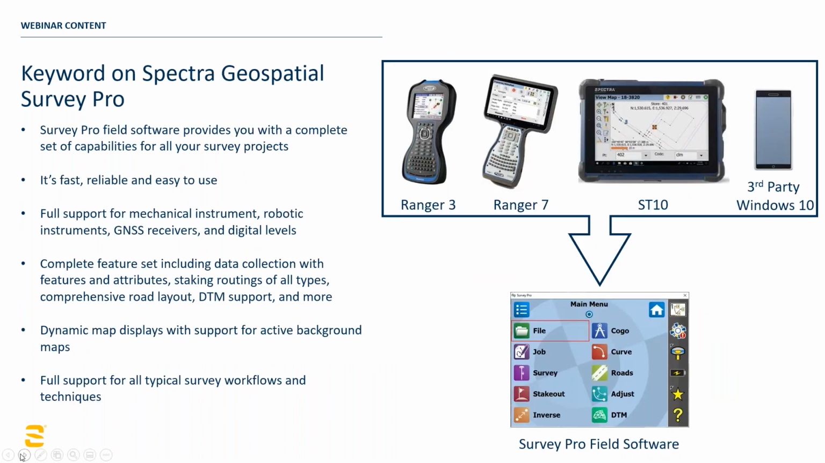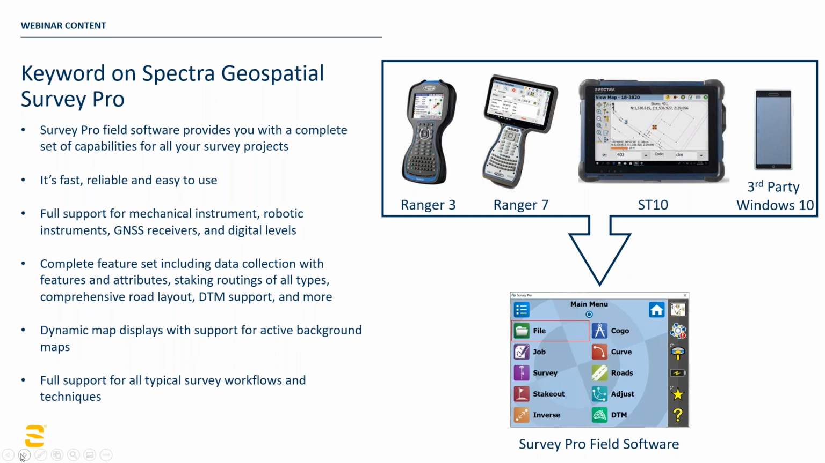So what is Survey Pro? This is field software, which is a complete suite for land surveyors, that is fast, easy, and very reliable software. This works with GNSS receivers, robotic total stations, digital levels, and mechanical total stations. It can be installed on both Windows embedded handheld-based devices as well as on Windows 10-based devices.